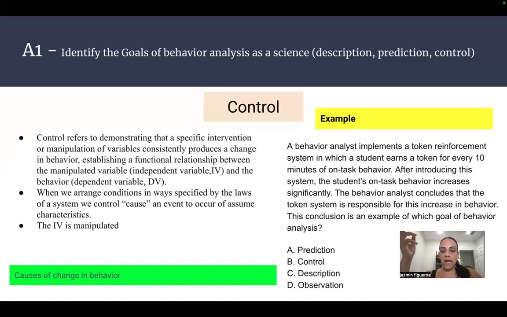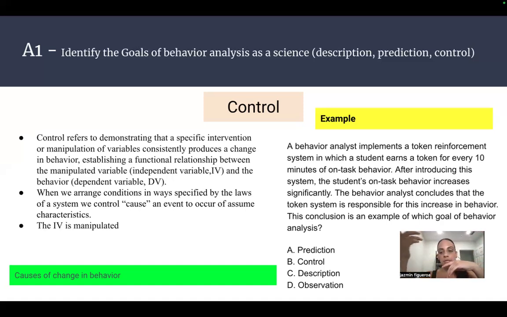And how we know that is that, first, the independent variable in this case is that token reinforcement system. It was introduced, so it wasn't there before. We introduced it to see if it changes the behavior. So now the behavior in this case is obviously the on-task behavior.